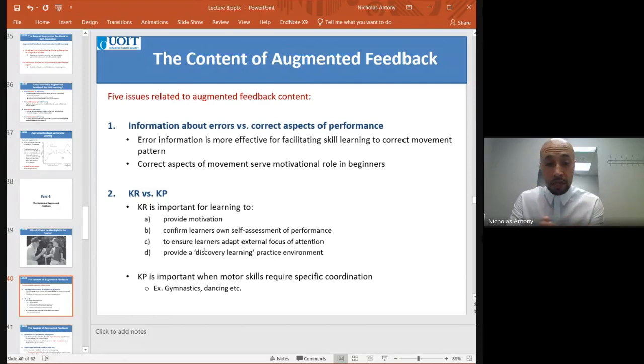So just what Nadine is saying, that knowledge of results versus knowledge of performance augmented feedback, there are different times to use each, and there are benefits of each. You just want to evaluate the skill and the state that the learners are in, and some of the factors detailed on the slide, to decide which one to provide, or even both.